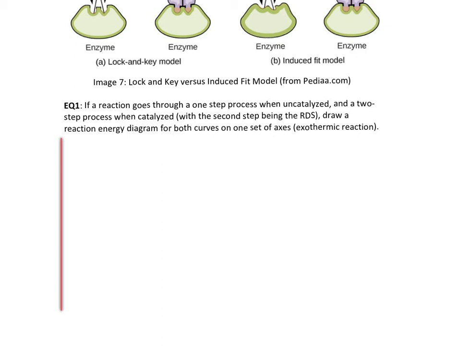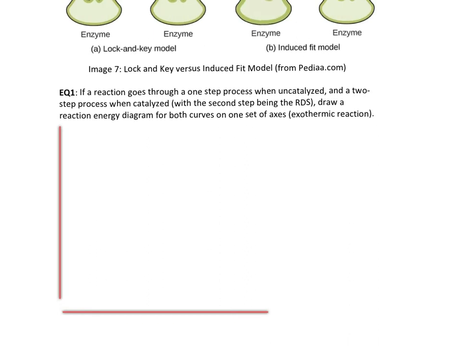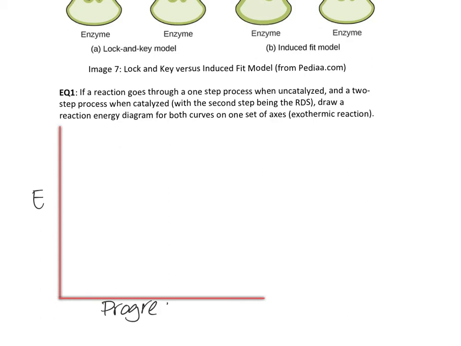All right, so I'm going to first just draw my axes. Great. So I have two little straight lines. All right, let's label these axes. So here, put energy, and on the x-axis is reaction progress. So let's first draw the uncatalyzed reaction, and we'll draw it in blue. So blue will equal uncatalyzed.